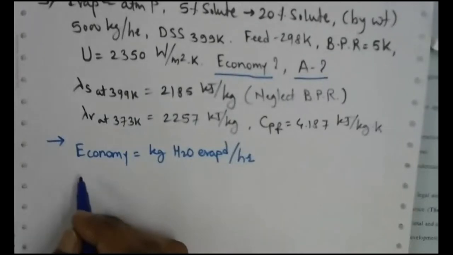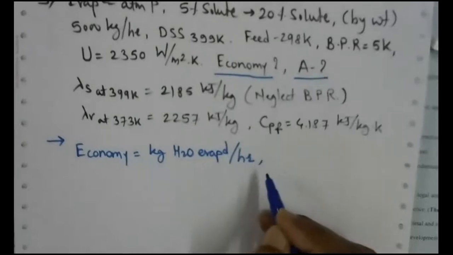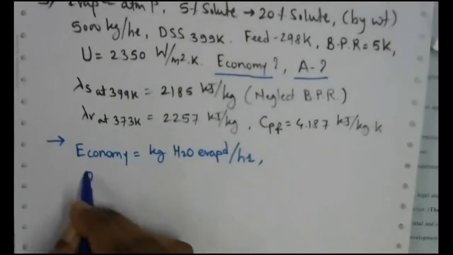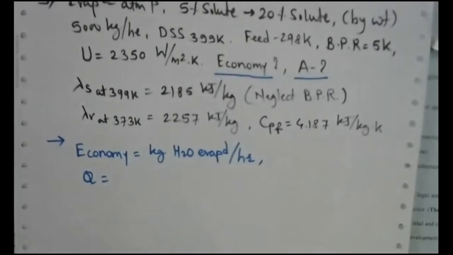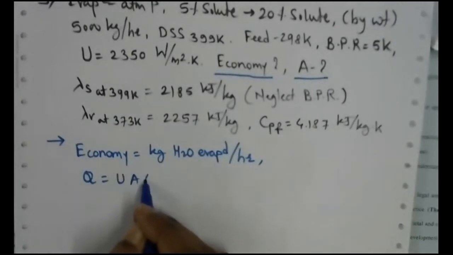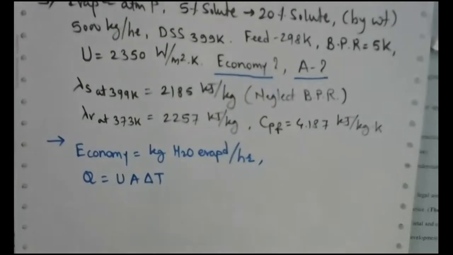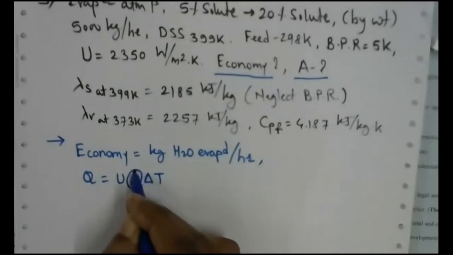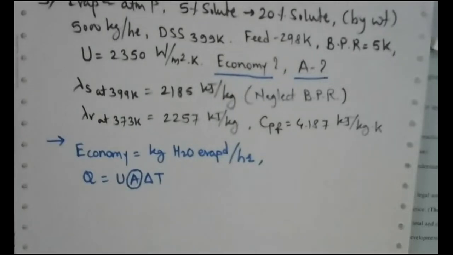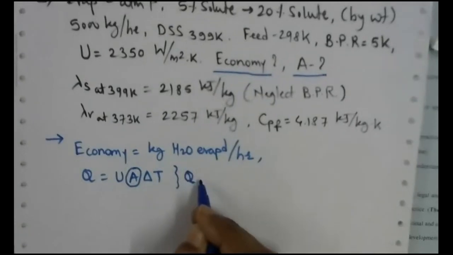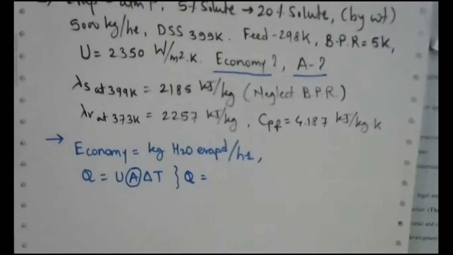Then what about the area? For the area of heat transfer calculation, we have to use the formula Q equal to UA delta T. From this formula, we can calculate this unknown A, provided we know the values of Q, U and delta T, right? So suppose you are thinking about these parameters, so what is Q? Q is not given in the problem.